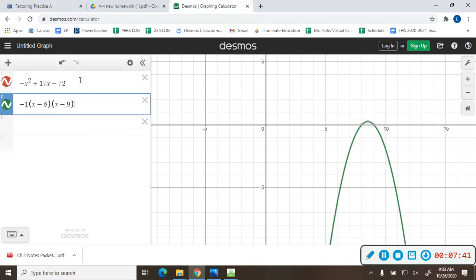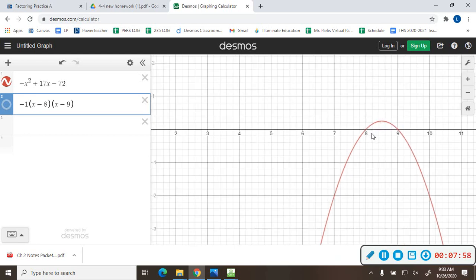And you can see they are the same thing. They're on top of each other. Therefore, I know that they are the same thing, and what's kind of interesting, if you really look at this, this is factored form. It tells you the x-intercepts. The x-intercepts are 8 and 9. And if we zoom in, we see that the x-intercepts are 8 and 9. That's one thing that's useful about factored form.